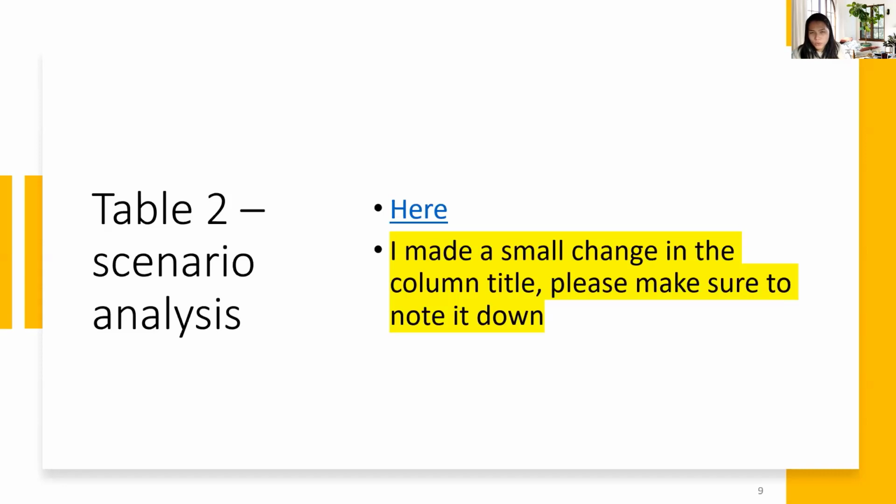Whatever way that you choose to forecast the exchange rate, make sure that you back it up using either research or data or facts, okay?